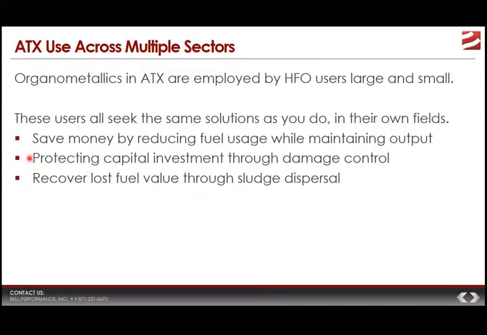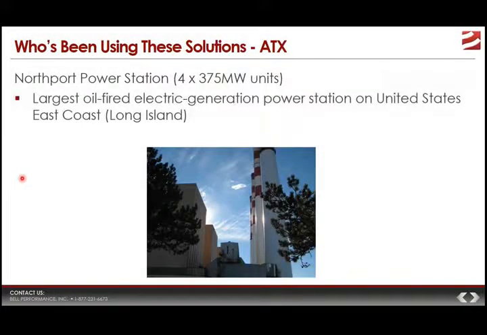So this can be just as important as this. And then for some of them, it may be something as simple as recovering the lost fuel value through sludge dispersal. All of those kinds of things are things that ATX will directly impact and will directly provide a pretty sizable return on investment for these users.